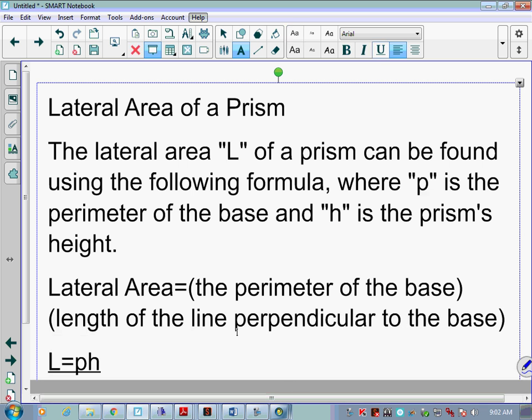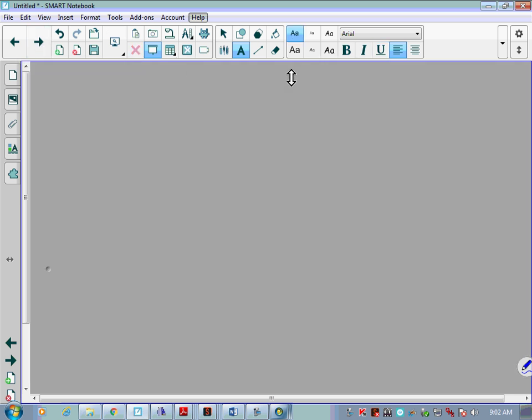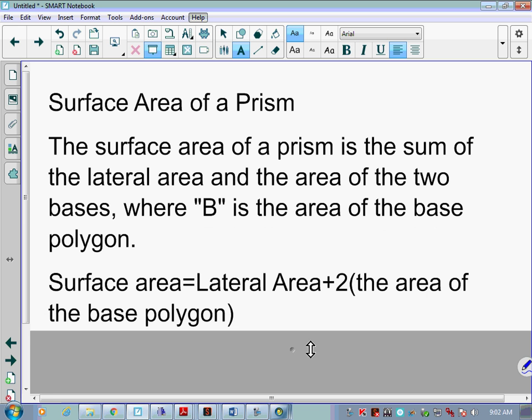Lower that all down there. Okay, so hopefully that helps out a little bit. If nothing else, you've got your formula there. Next thing we're going to look at is surface area of a prism.